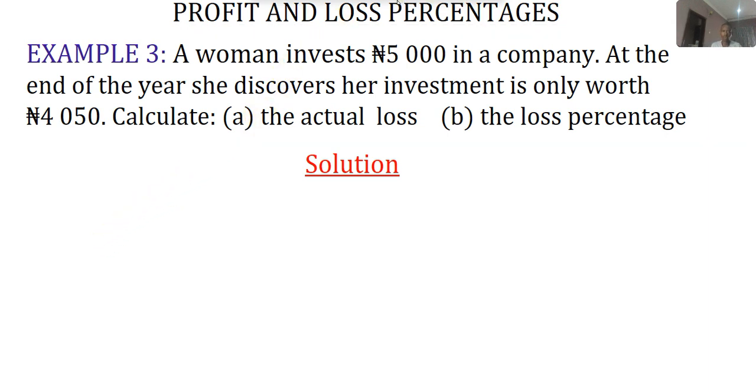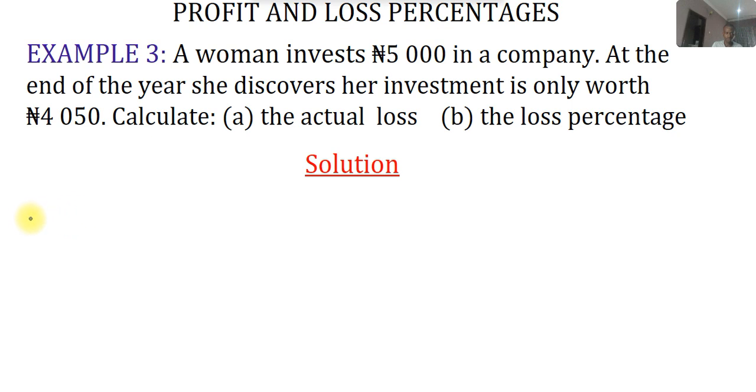So what we are going to do is take our original investment, that's the original money that she invested, as our cost price, meaning that she invested expecting to make profit, but unfortunately she made a loss. So our original amount invested is going to represent our cost price.